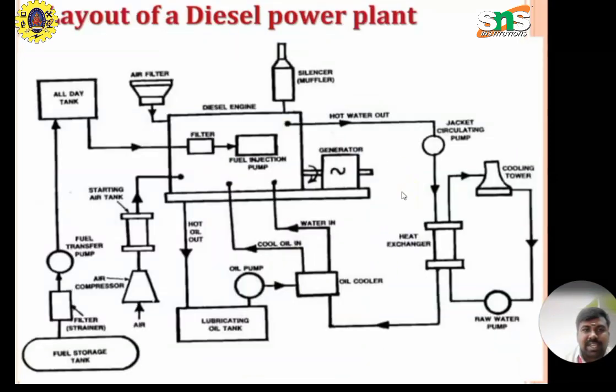So this is the layout of the typical diesel power plant. The typical power plant consists of the fuel storage tank, filters, then for air supply, an air compressor, filter, starting air, and the diesel generator, the silencers, and the cooling tower for condensing the heat, and the heat exchanger. These are the main components of the diesel power plant.